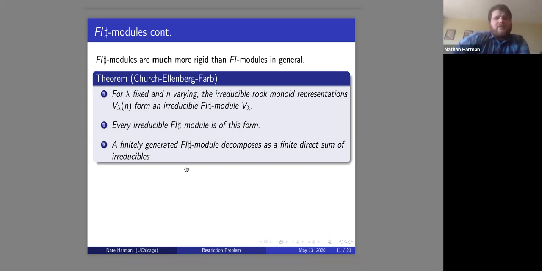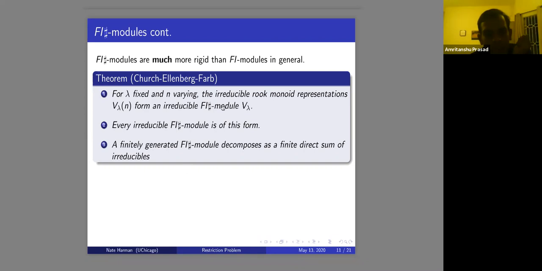Another condition that I didn't write down, but maybe I'll just say verbally, is that FI modules have an eventually polynomial behavior, in the sense that the dimension of the pieces of an FI module eventually becomes polynomial in n, whereas FI sharp modules are exactly polynomial. There's no eventualness to it. They kind of are polynomial on the nose.